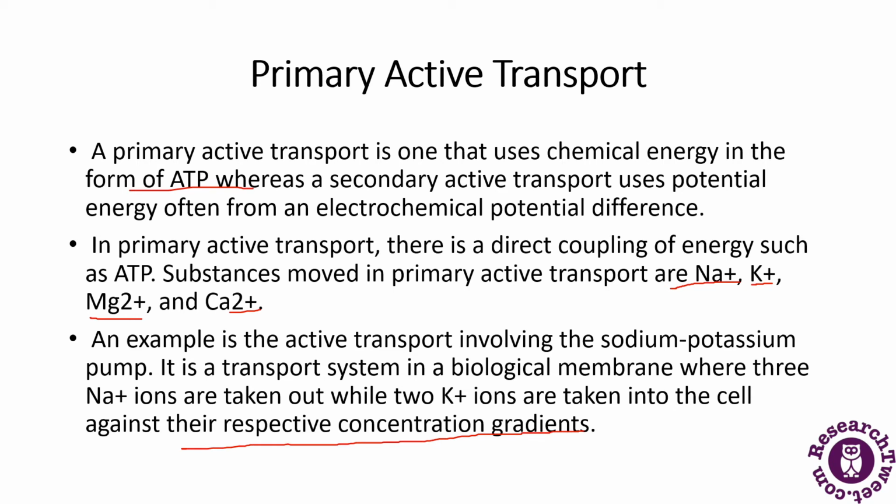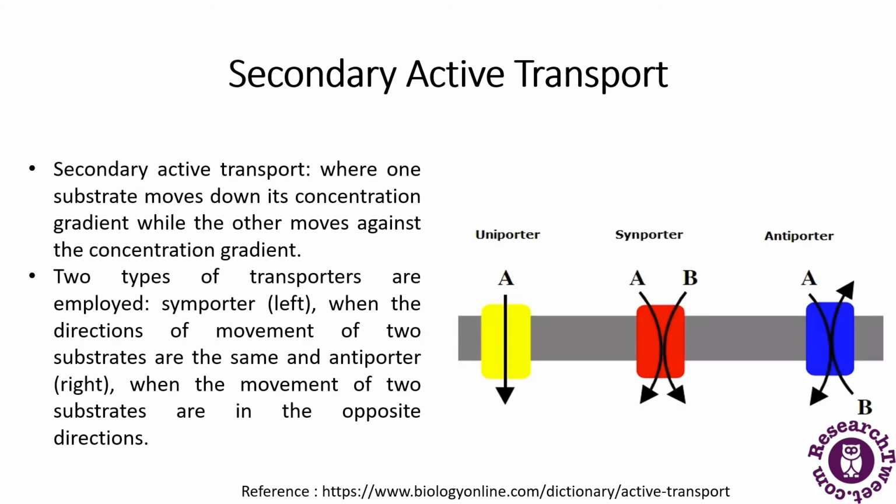So this is what the primary active transport is talking about. Next we will discuss the secondary active transport. In this diagram, which shows the secondary active transport, there are basically three kinds: uniporter, symporter and antiporter. So what are these? First of all, we will discuss what secondary active transport is.